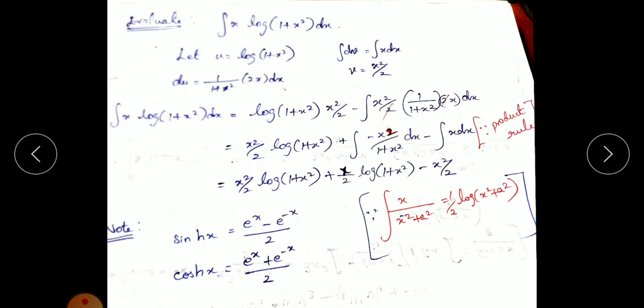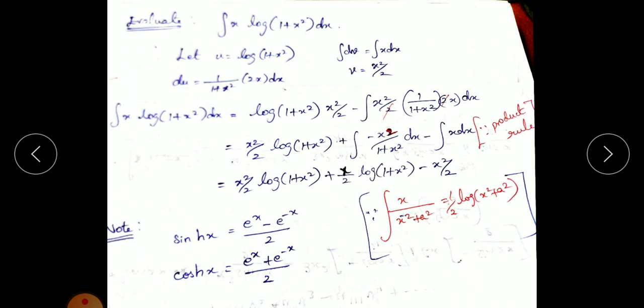So just listen now. Let u equal to log(1 plus x squared). This is the formula of uv minus integral of v du, the general formula we are using. So take u equal to log(1 plus x squared), and integral of dv equal to integral of x dx. So v equal to x squared by 2 after integration.